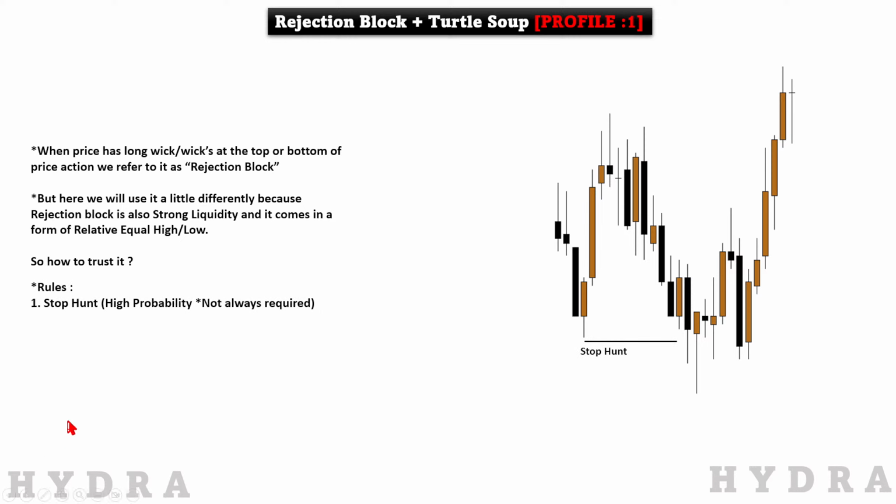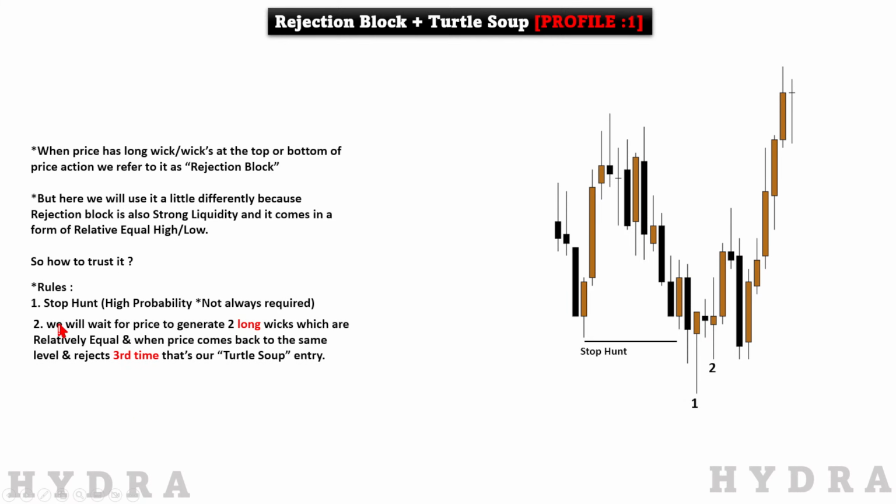So first, the first rule is price will have to do a stop hunt already. Okay, when price does a stop hunt and then uses these rejection blocks to get support, this is the high probability condition. So stop hunt, high probability, not always required. This stop hunt is not always required, which I'll show you guys in example 2. But in example 1, I'm showing you guys that when price already did a stop hunt and then gets support from these long wicks, this is a high probability condition.